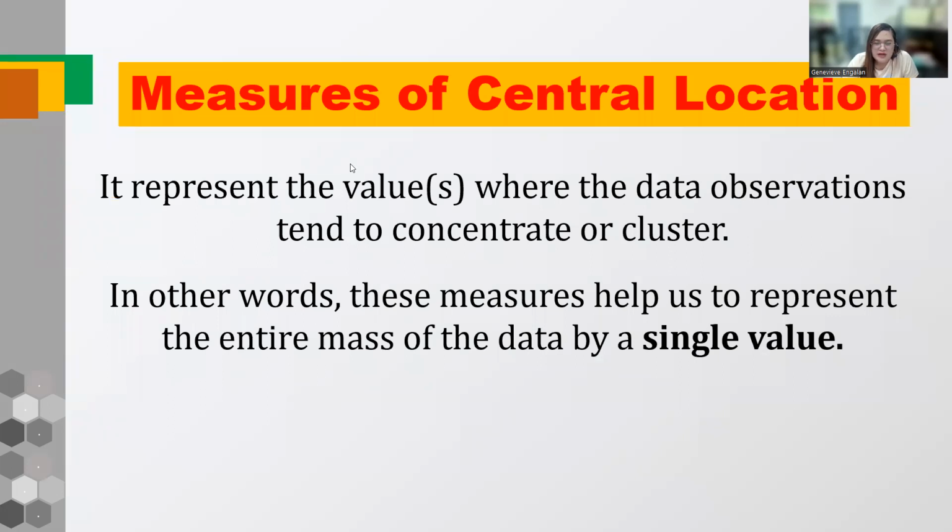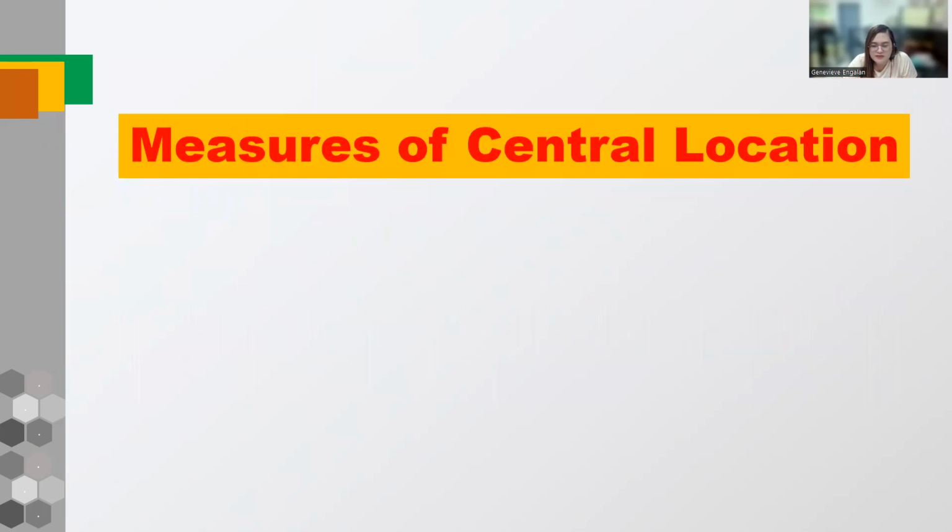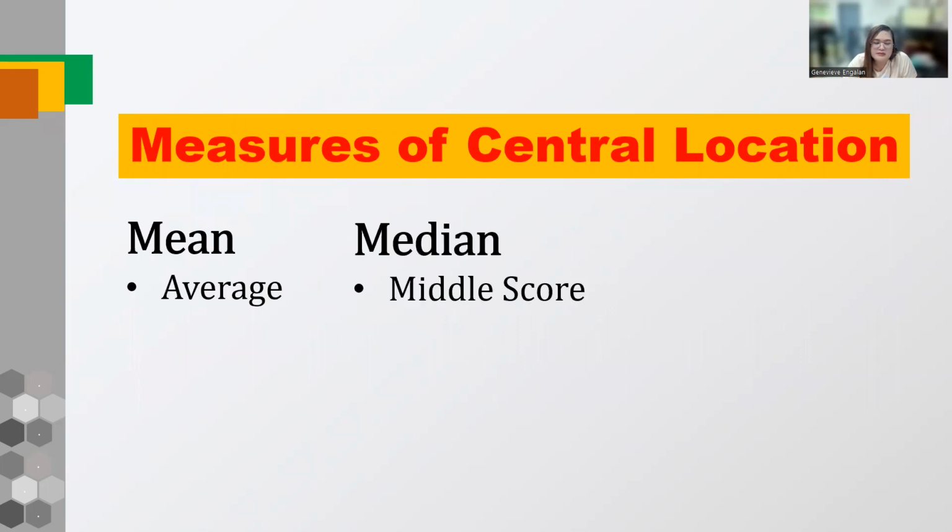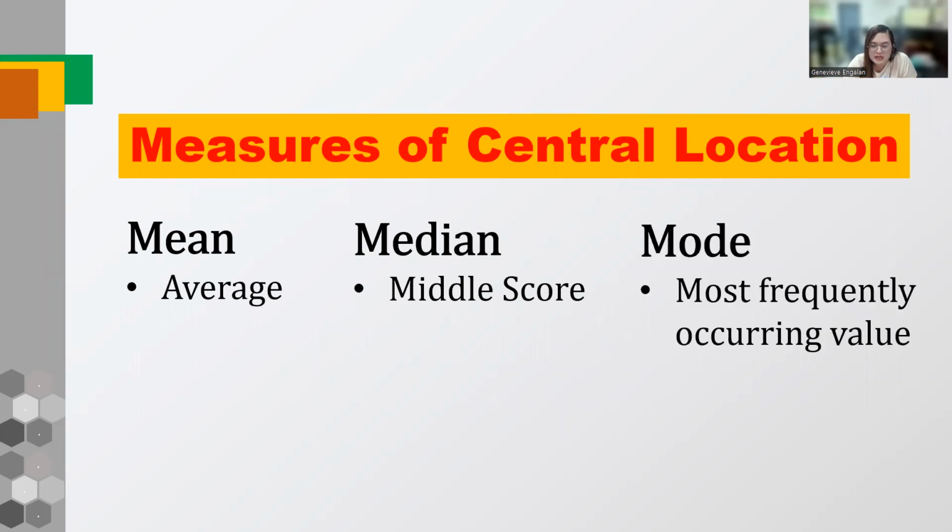Okay, so measures of central location. So ang measures of central location or central tendency represent the value or values where the data observation tend to concentrate or cluster, kung asa nagtapok ang data, kanang asa duol ang data. So in other words, these measures help us to represent the entire mass of data by a single value. So there are three measures of the central location.